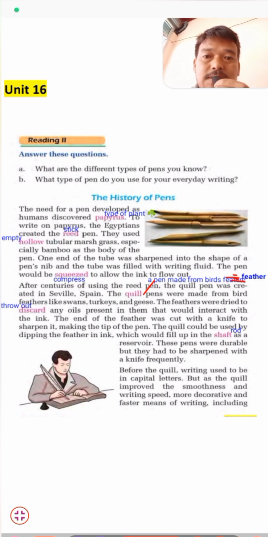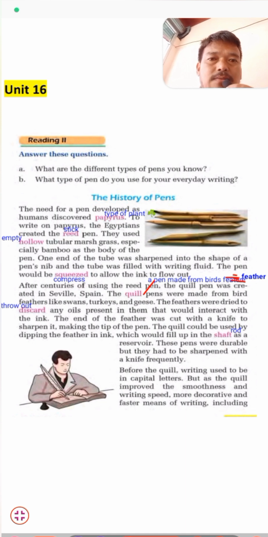Here we have the text, the first paragraph. The need for a pen developed as humans discovered papyrus. Students, when humans discovered the papyrus, it means a type of plant which people used to write on. When humans discovered this kind of plant, they realized the importance of a pen. Then they thought of inventing a pen when they discovered this papyrus tree.